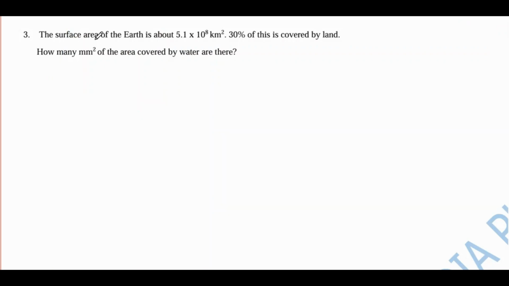Okay, example 3. The surface area of the earth is about 5.1 times 10 raised to power 8 kilometers square. 30% of this is covered by land. How many millimeters square of the area covered by water are there? Now, the surface area is 100%, which is equivalent to 5.1 times 10 raised to power 8 square kilometer. Now, the area that is covered by water is 70%. This is a fun fact that I'm learning today, that the area covered by water is more than twice the area covered by land.